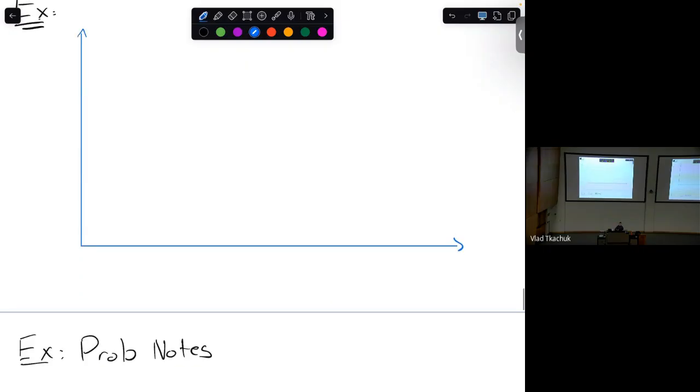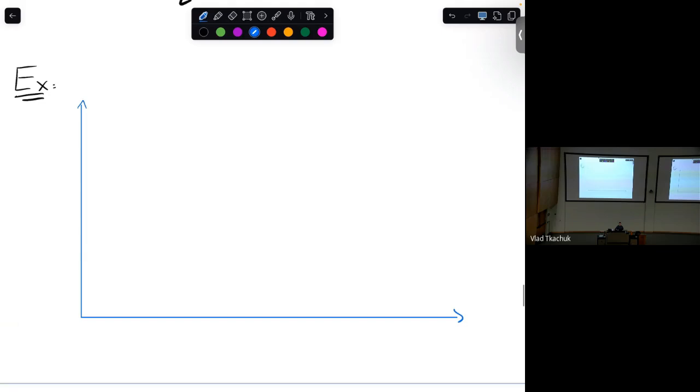Okay, so let's do house price prediction again. But this time let's make the x-axis have one feature. I guess there's a question, yeah.